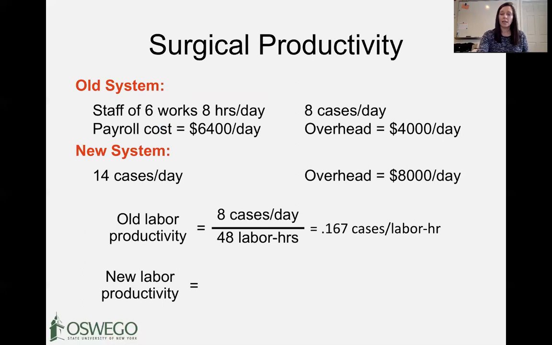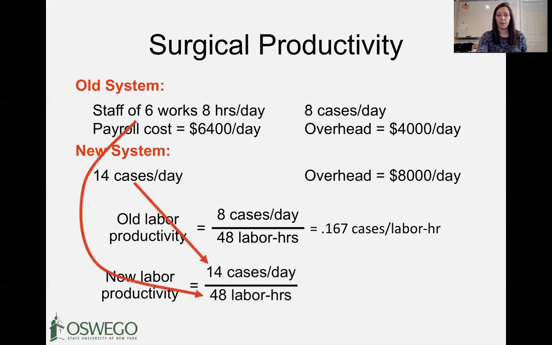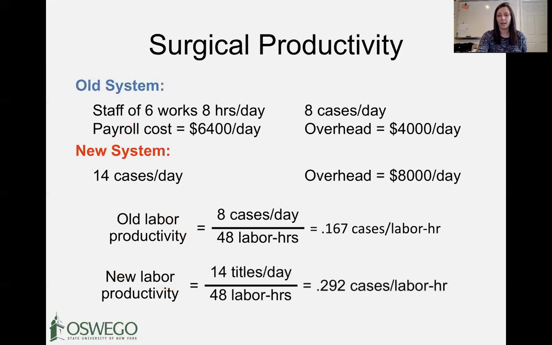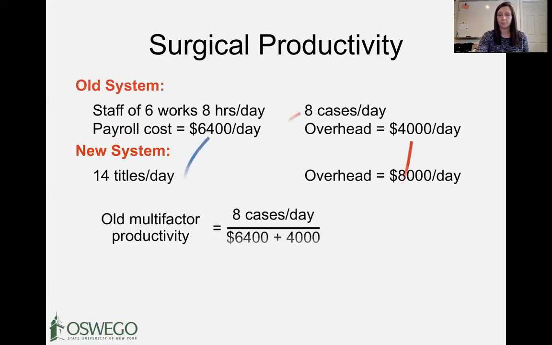So if we were just looking at single factor productivity, our new labor productivity would be 14 cases per day divided by that same 48 labor hours, right? That's 6 workers times 8 hours a day. So looking at labor productivity, or single factor productivity, that would boil down to 0.292 cases per labor hour. Okay, so we can see that with this new technology, if just looking at single factor productivity, we do certainly have some increases in productivity.